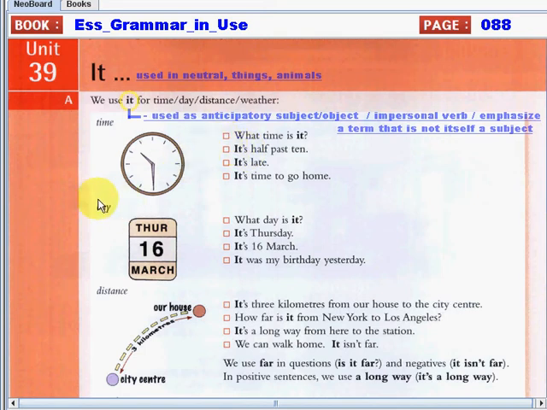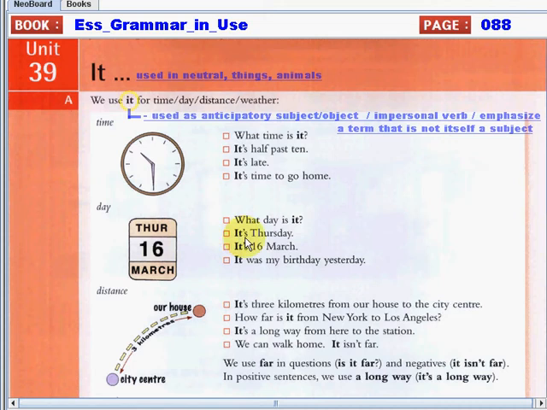Let's go now to day. First example for this one is: What day is it? Next is, it's Thursday. Next, it's 16 March. Last is, it was my birthday yesterday. So here we use "it" as an anticipatory object or subject too, because we can anticipate if the "it" here is the subject or the object.